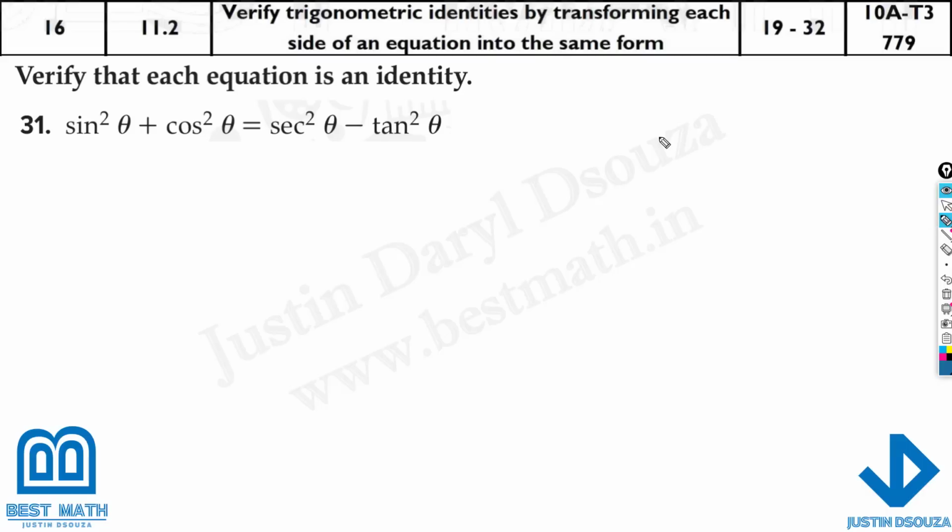What do we do over here? See, this is sine square theta plus cosine square theta. This is equal to 1, the left side directly. And what about this one?